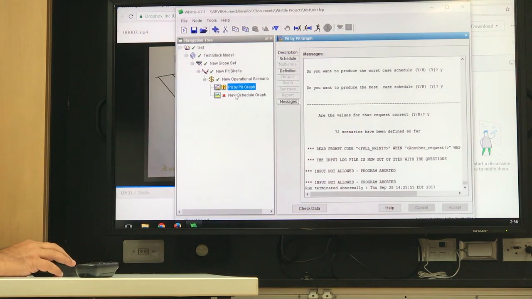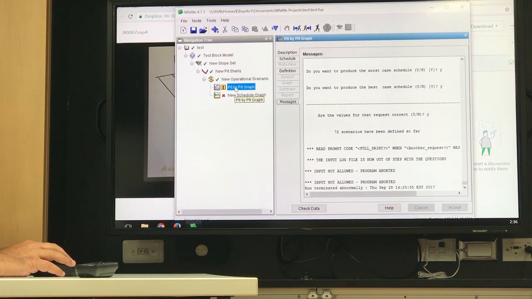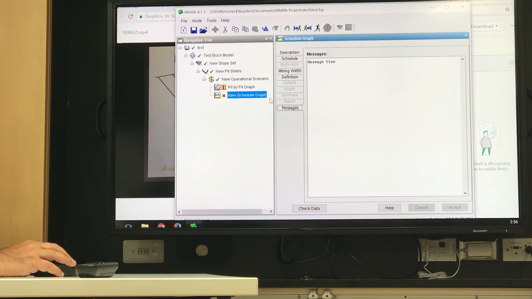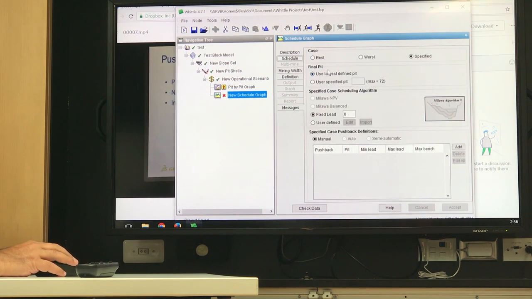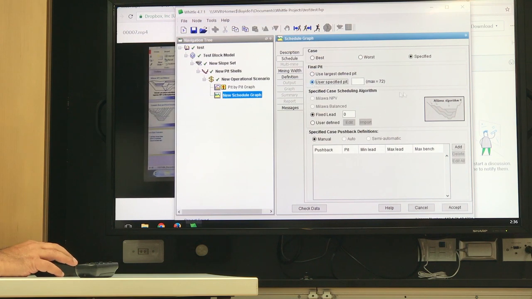If I go back here, once we run this pit by pit graph, then the next node is this new scheduling graph, where you will say, okay, I want to find the production scheduling for my specified pit shell, which is here the pit shell number 36. These are the different scheduling algorithms, which he's talking about in this video actually. So we'll talk about them later.